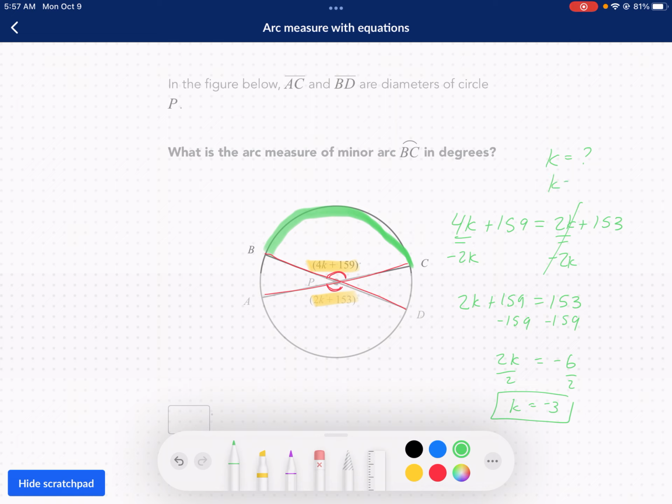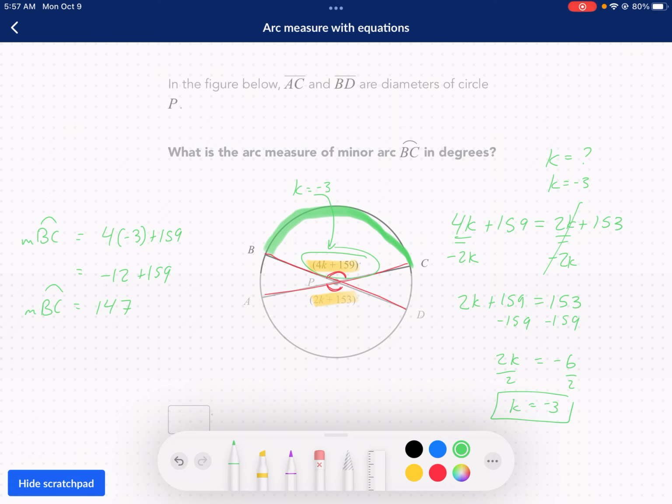So now that I know that K equals negative 3, I can find my arc measure by substituting K equals negative 3 into this equation. So I know that 4 times negative 3 plus 159 is going to give me my arc measure for BC. I'll put measure of BC. So I get negative 12 plus 159, and that, of course, is equal to 147 is the measure of BC.